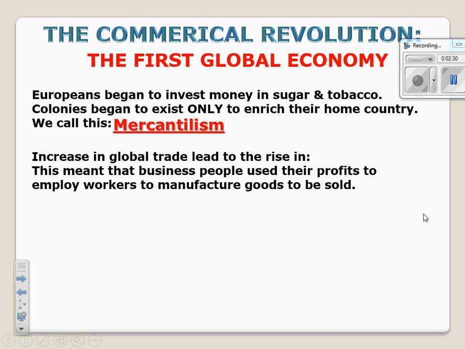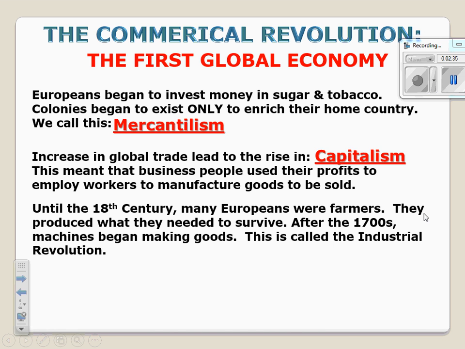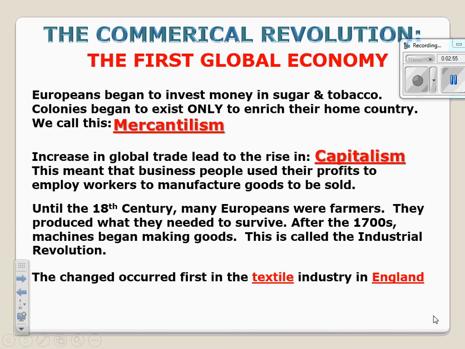Increasing global trade led to the rise in capitalism. That meant that business people used their profits to hire employees to manufacture more goods. Until the 18th century, many Europeans were farmers, and they produced what they needed to survive. This is called a traditional economy. After the 1700s, machines began making goods, which led to the Industrial Revolution. This change occurred first in the textile industry in England.